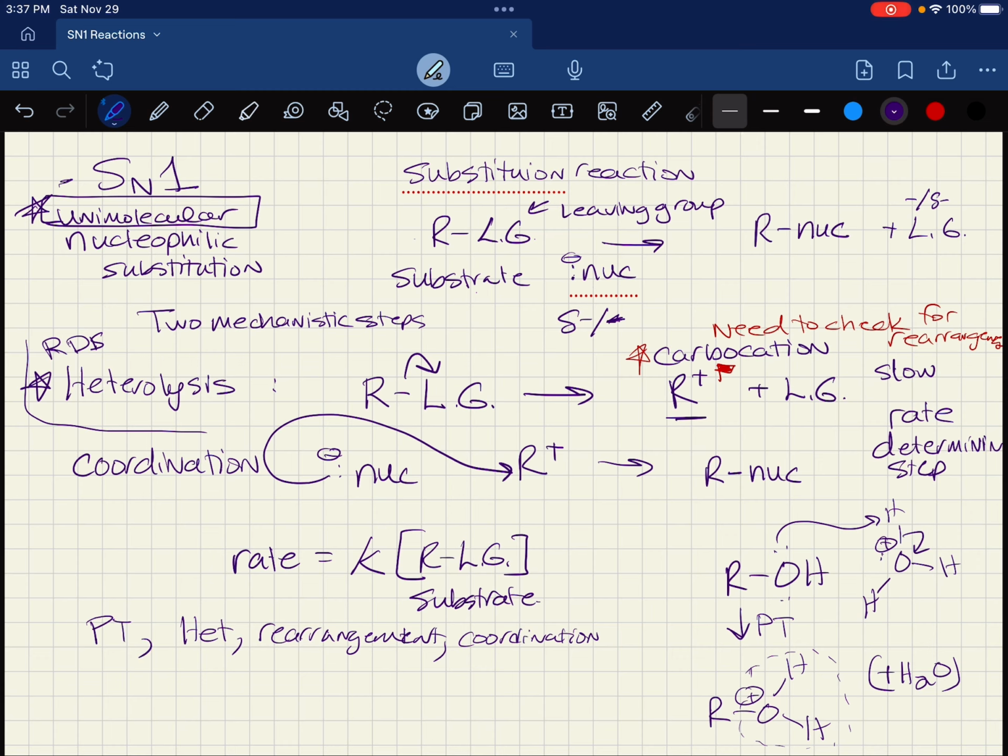And then sometimes if the nucleophile is a neutral compound, which it often is with SN1, we might have a proton transfer at the end of the reaction because we might have a positively charged molecule after the coordination step.